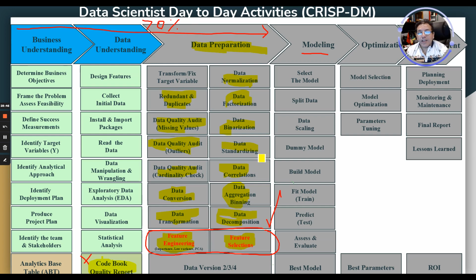Then if your data is categorical, then we are not going to do the mean, we are not going to do the median, we are going to do imputation with the mode. So you got to understand the quality of your data, and you need to determine what needs to be done in terms of fixing them.